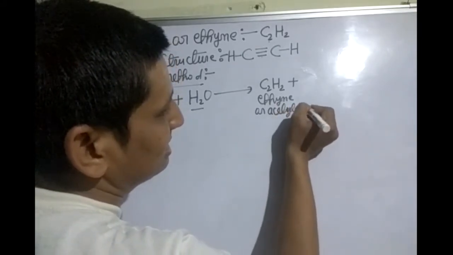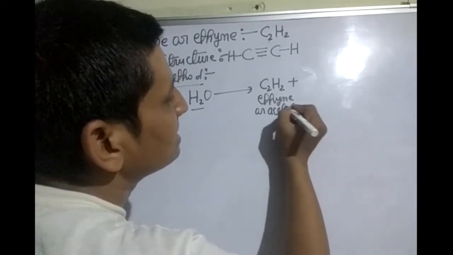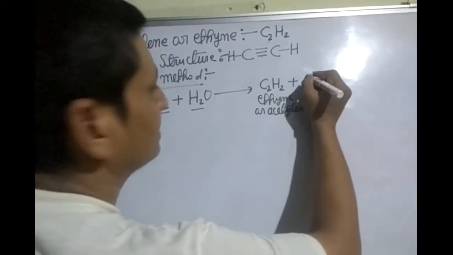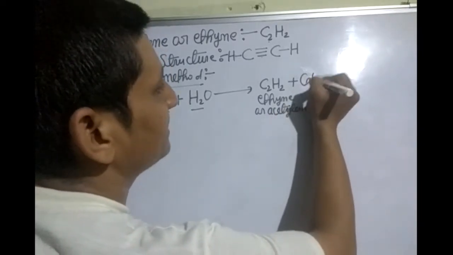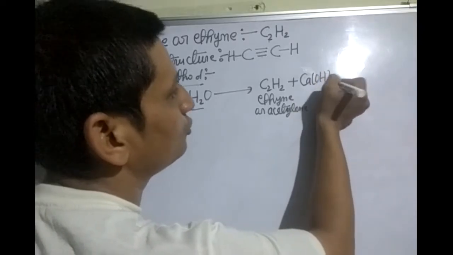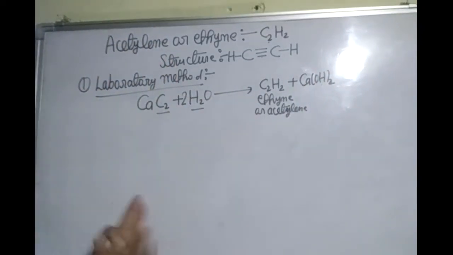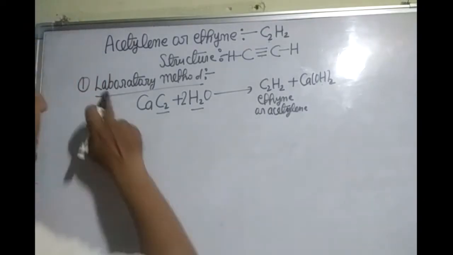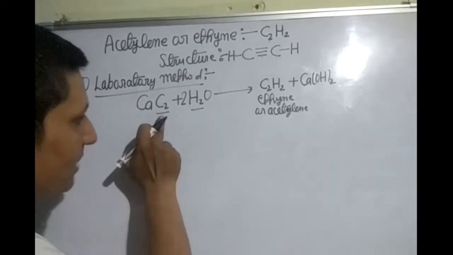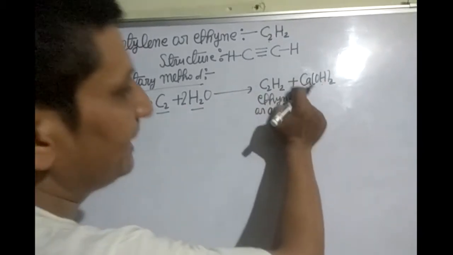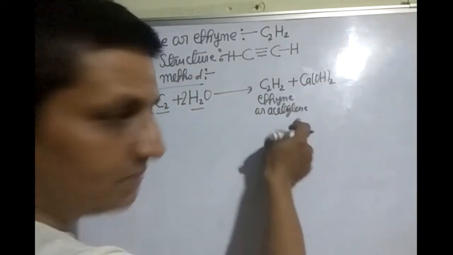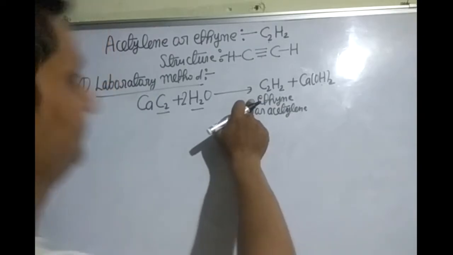Acetylene plus calcium hydroxide, Ca(OH) whole twice. Here the number of oxygen is 2, so we have to take 2 here. Again listen to me dear student. Laboratory method: calcium carbide reacts with water to form acetylene, common name, or ethine, IUPAC name.